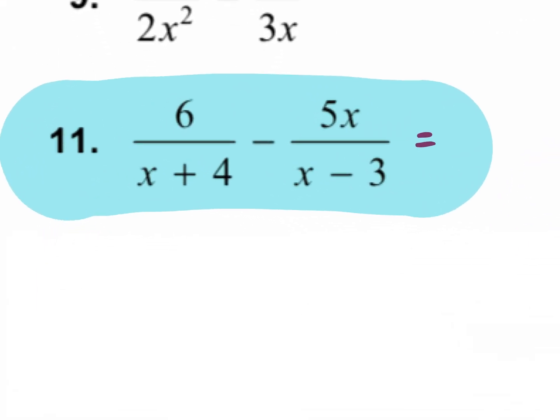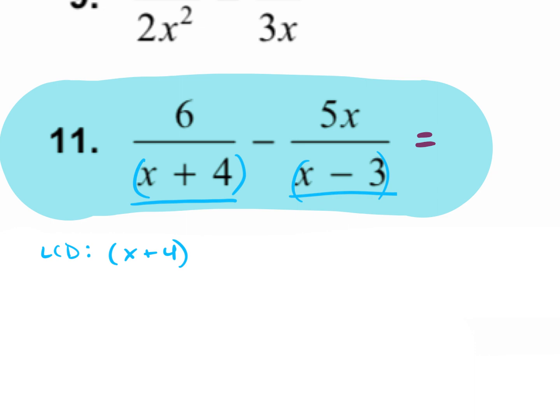So with 11, we want to subtract these. We can't subtract them right away because they have different denominators, so we have to find our least common denominator. So both of the denominators are already as factored as they can be. We have an x plus 4 and an x minus 3. So for our least common denominator, we're going to list everything from the first one. So that's just x plus 4.